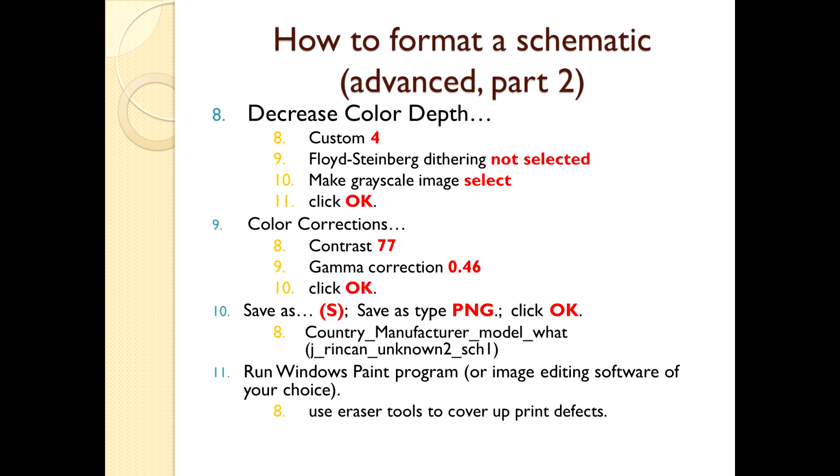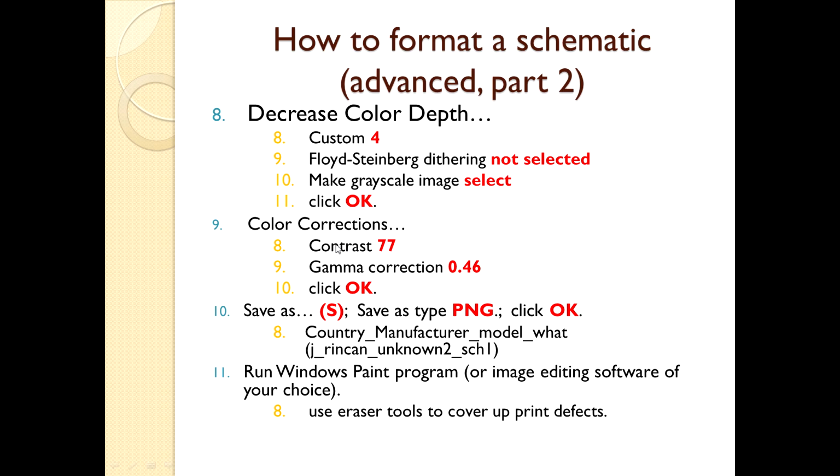Now the drawing's file size is still going to be too large, so we're going to reduce the color depth back down to 4. No dithering. This time we are going to select grayscale, to get rid of the color components in the drawing. Click OK. And then the last step we'll do is a color correction.